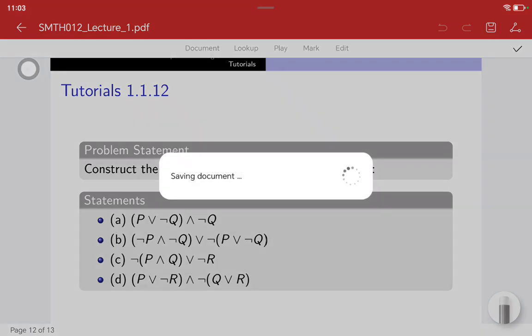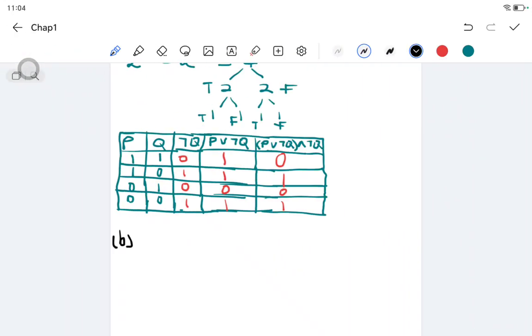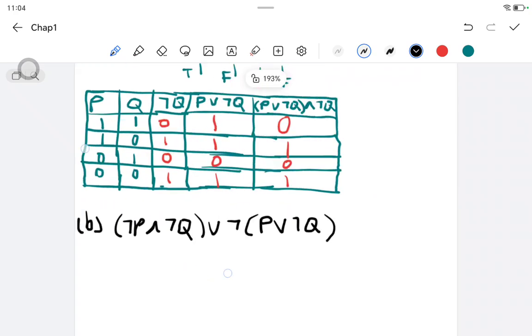For B, we are given the negation of P and the negation of Q, so let's write negation of P and negation of Q, or negation of P or negation of Q. How many statements are we given here? Who can tell me how many statements we have? We only have P and Q, the two.